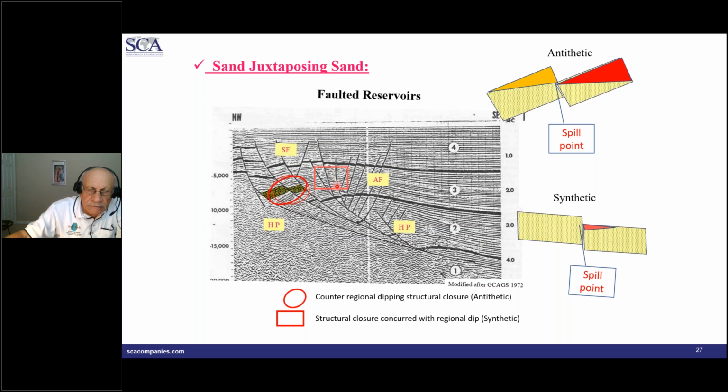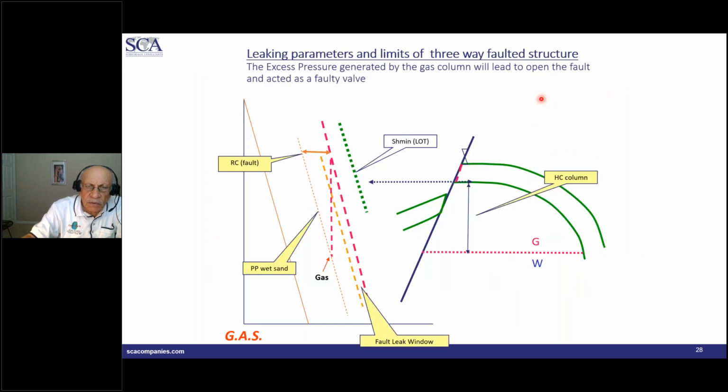Here is synthetic. You see the fault dipping this way and the sediment dipping this way. Over here, the sediments and its fault are dipping in the opposite way, the antithetic. This is a good compartmentalization for hydrocarbon trapping.